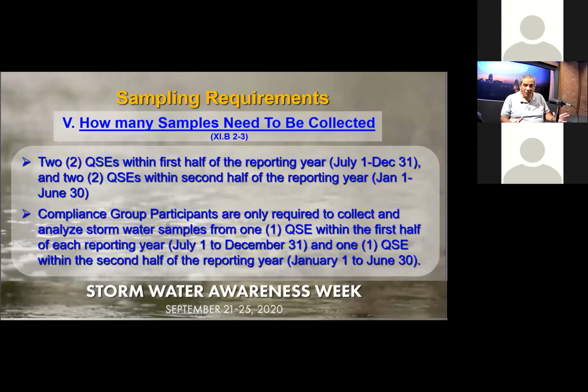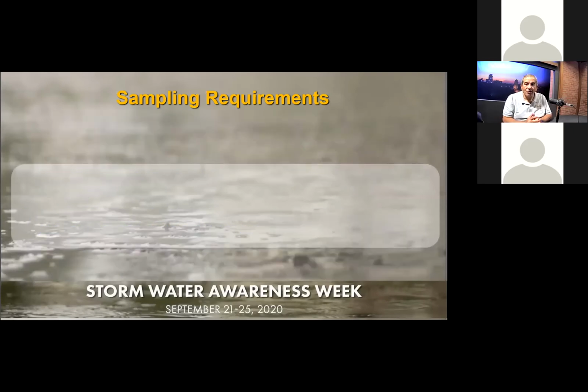If you're part of a compliance group, you're required to grab one sample during the first half of the year between July and December, and one sample during the second half of the year between January and June. So to recap, if you're a discharger not part of a compliance group, you have to grab 2 in the first half of the year between July and December, and you're supposed to grab 2 between January and June. Or, if you're part of a compliance group, 1 between July through December and 1 between January and June, if they occur. Okay, so it has to be a qualifying storm.